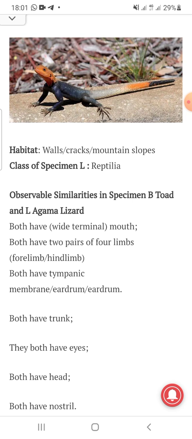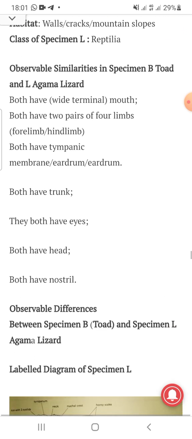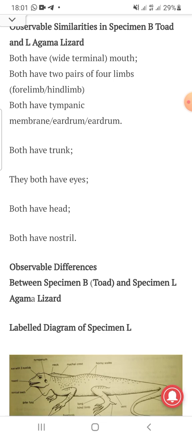Observable similarities in specimen B, which is toad, and L, agama lizard. Both have wide terminal mouth. Both have two pairs of forelimbs or hind limbs. Both have tympanic membrane, eardrum. Both have trunk. They both have eyes. Both have head. Both have nostrils.